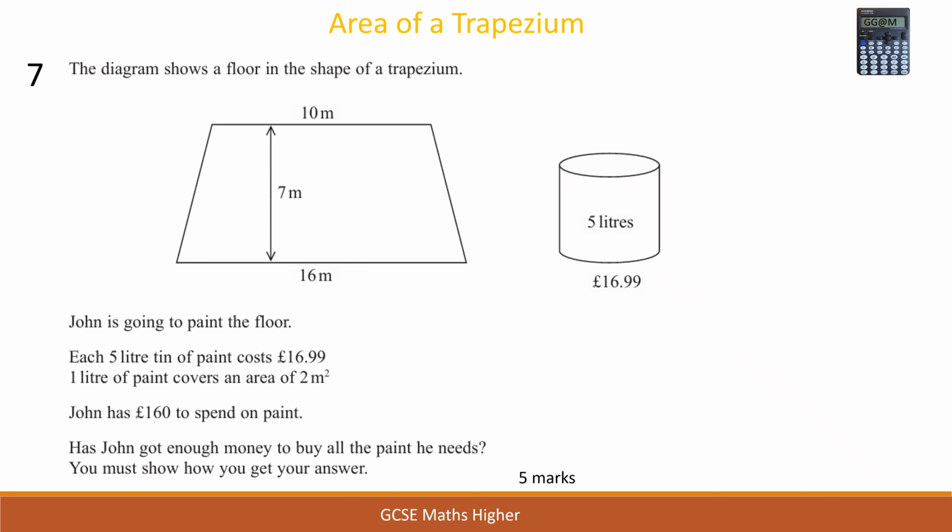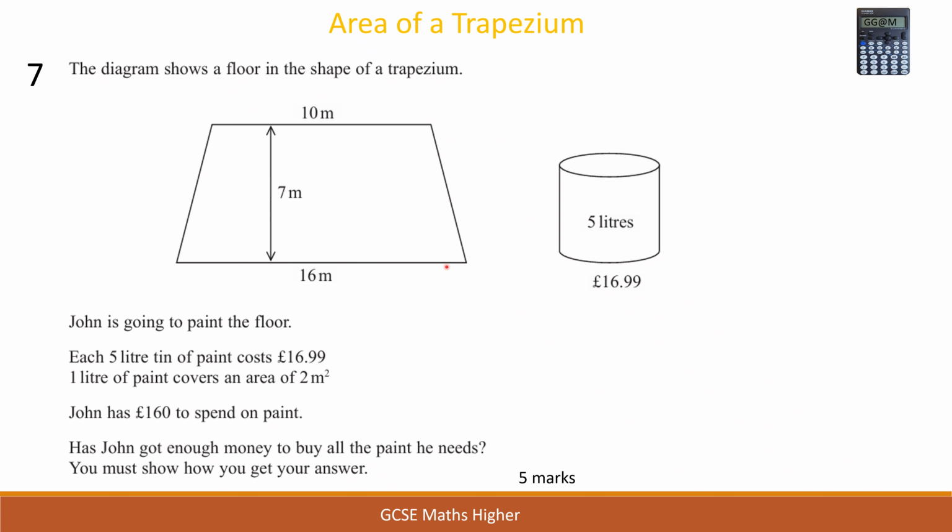Here is the area of a trapezium question. So you can see here I've got a trapezium, which means the top side and the bottom side are parallel. And you've got these 2 sides which are slanted. And we've also got a cylinder here. So read through the question, have a go at working out the answer, and then press play when you're ready to hear the answer.